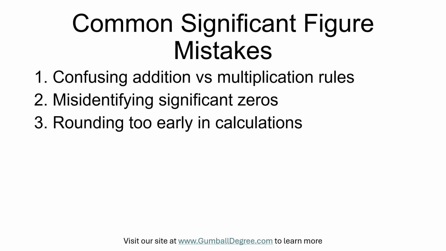Another common mistake is treating zeros as always insignificant. Zeros can be leading, captive, or trailing, and you must decide based on decimal points whether they count. A simple tip is to write numbers in scientific notation when unsure, because it makes the number of significant digits explicit and reduces rounding errors when carrying extra digits until the final result.